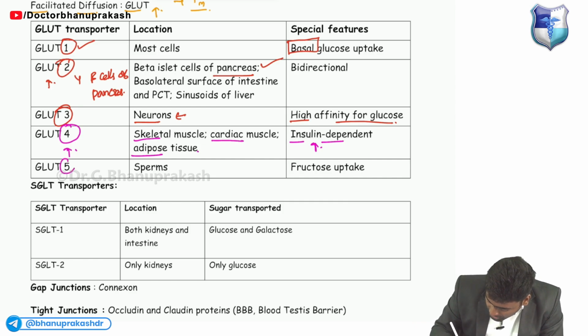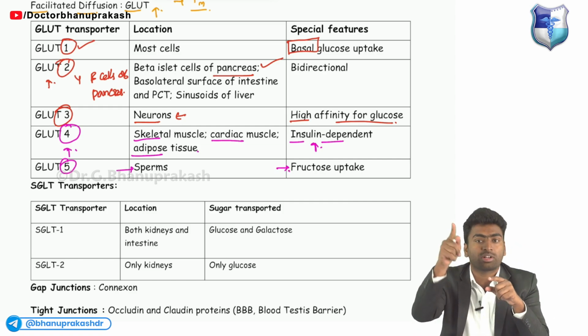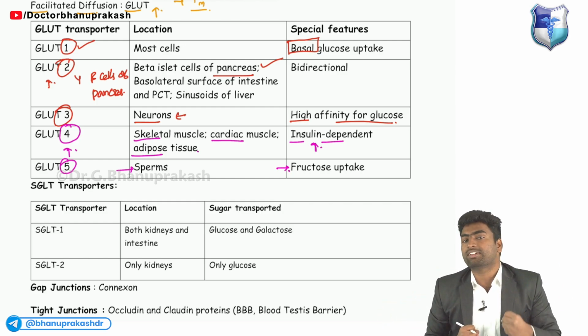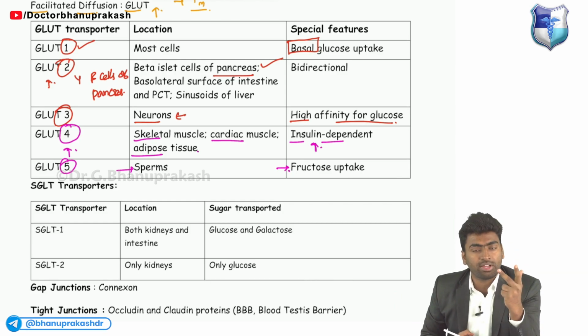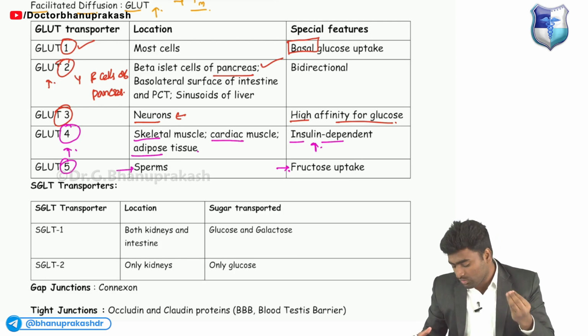Fine. And the fifth one, GLUT 5, will be present in the sperms, which is especially for fructose transport, that is fructose uptake. And we know sperms need to be motile, right? And for motility of the sperms, it needs some energy. It will get that from the fructose. So the sperms will use this GLUT 5 to get the fructose, and in the intestine as well, we'll use GLUT 5 to get the fructose.